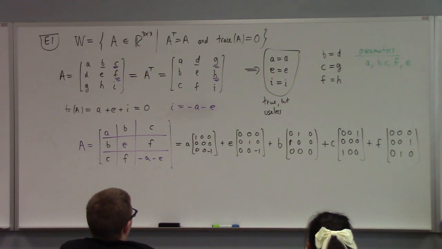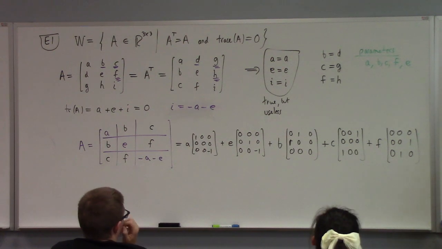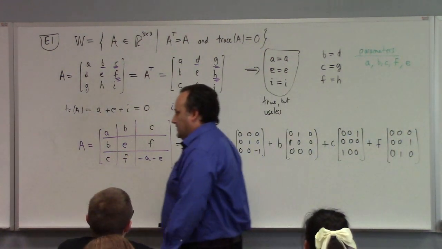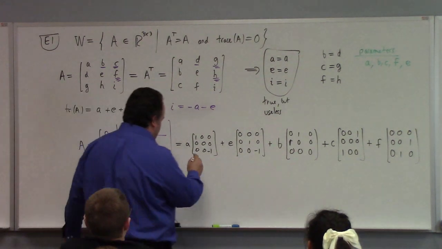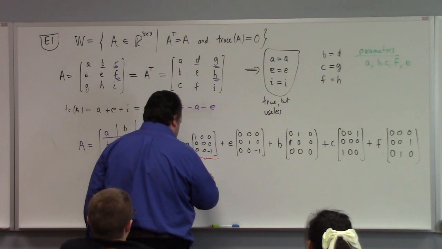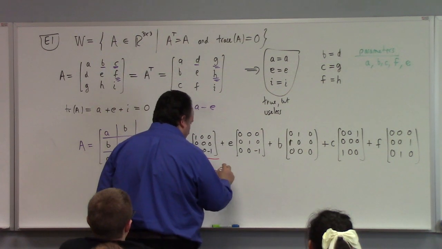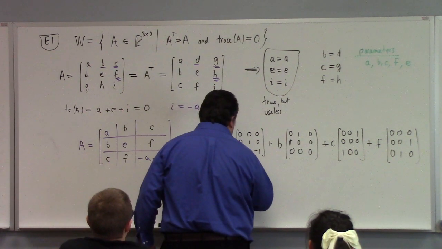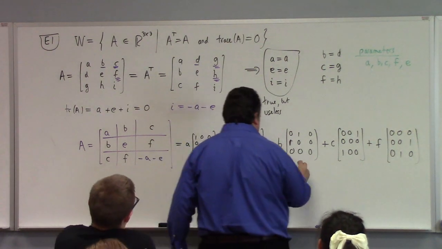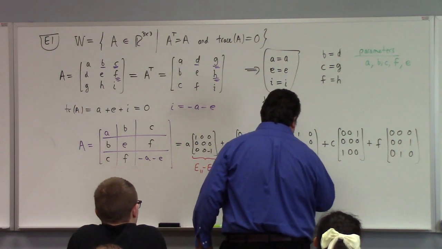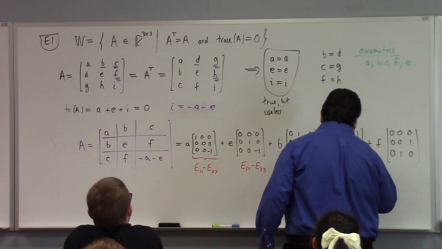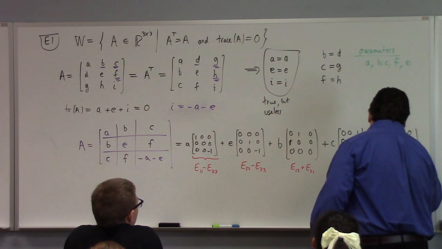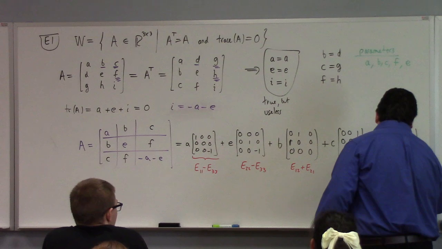Let me suggest that these are not the right notation to use. We could save ourselves a lot of writing if we embraced using the notation which I've shared with you guys, which is that this is E11 minus E33, and this right here is E22 minus E33, and this right here is E12 plus E21, and this right here is E13 plus E31, and this right here is E23 plus E32.